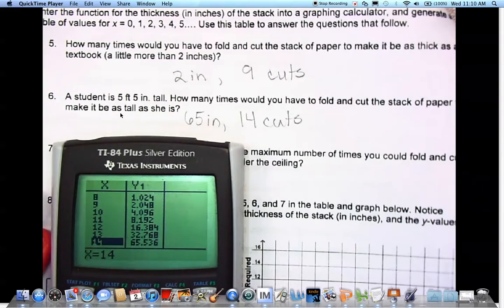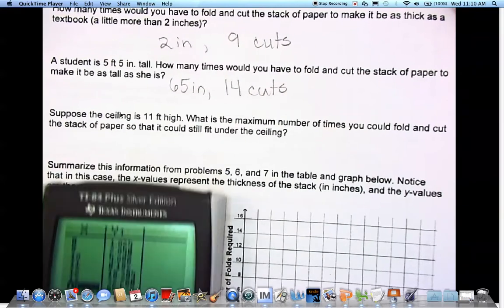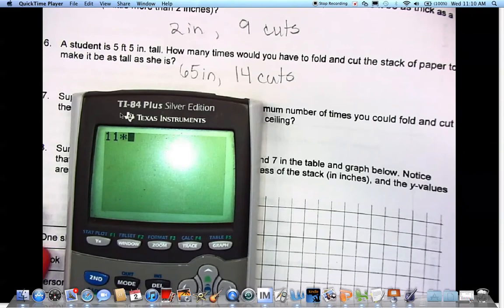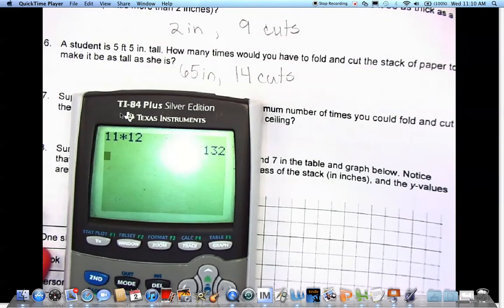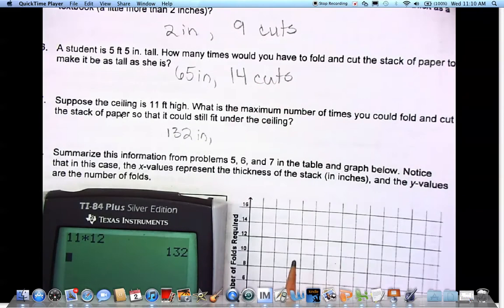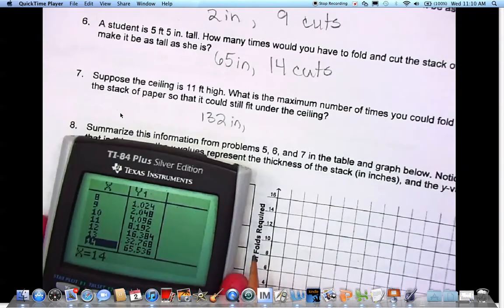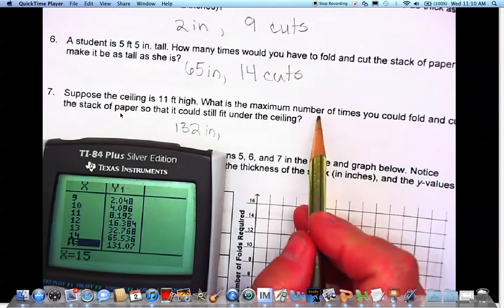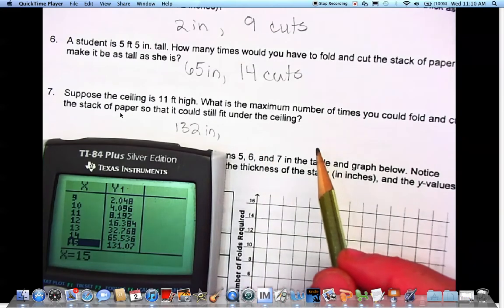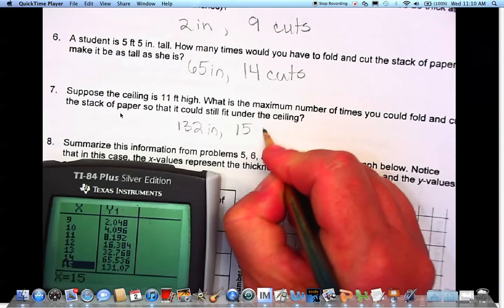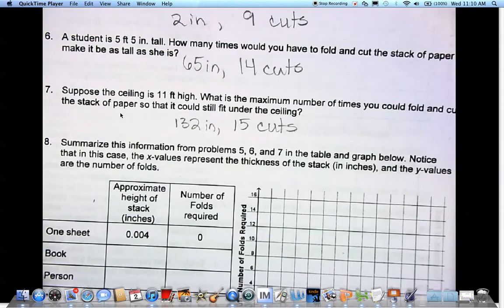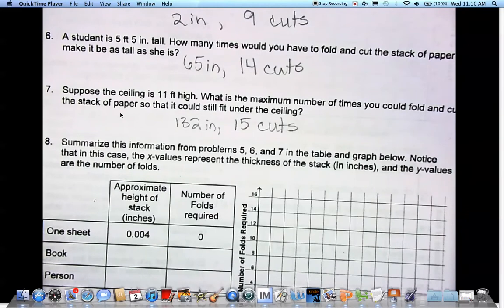Okay. All right, suppose the ceiling is 11 feet high. How many inches is that? 11 times 12, 132. It's a little more. Well, it said, what is the maximum number of times you could fold and cut the stack of paper so that it would still fit under the ceiling? 15. So 15. Yeah. 15 cuts and it would go to the ceiling. That is crazy. But it's true.